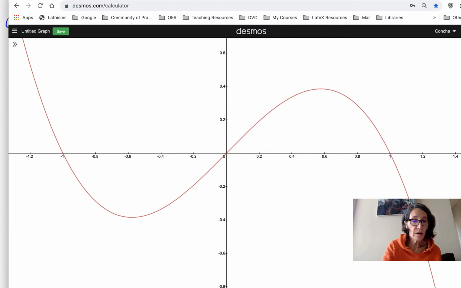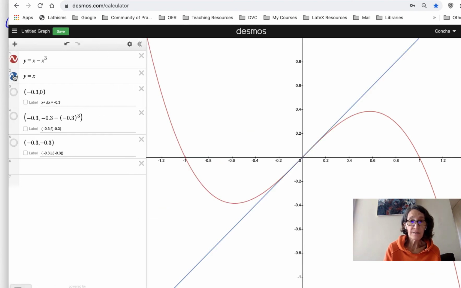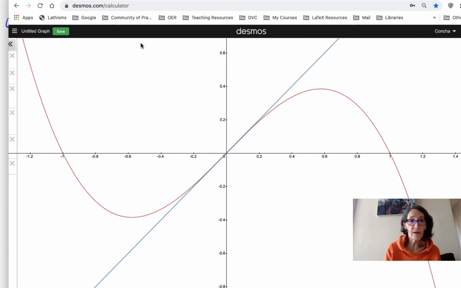So I graphed all of this in decimals. So here's the function y equals x minus x to the third. And so we were using x equals 0. Well, that means that we were using the tangent line to this graph at x equals 0. And that's just the line y equals x. Because when you compute the derivative at x equals 0, you get 1. So the slope of the tangent line is 1, and it goes through the origin. So you get y equals x.